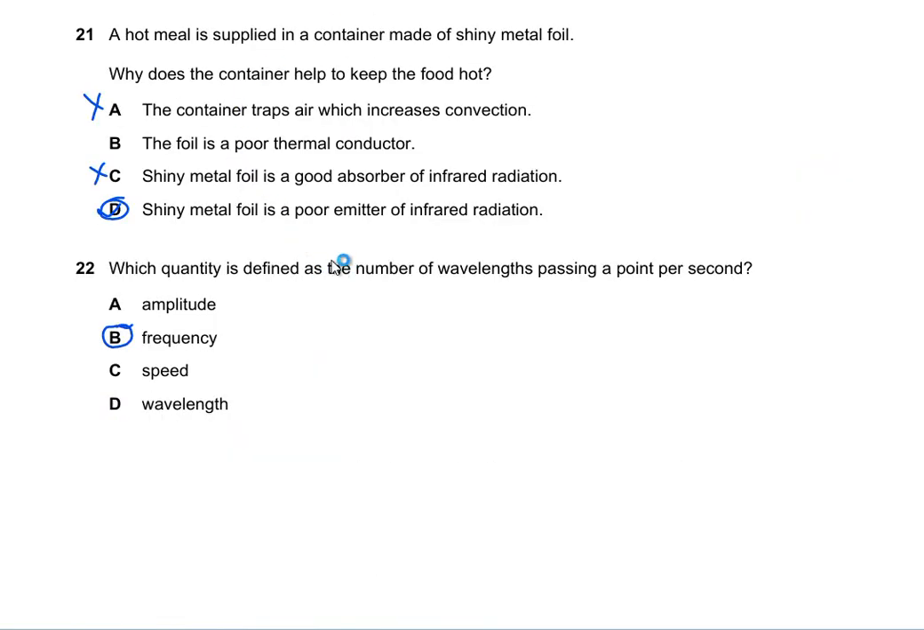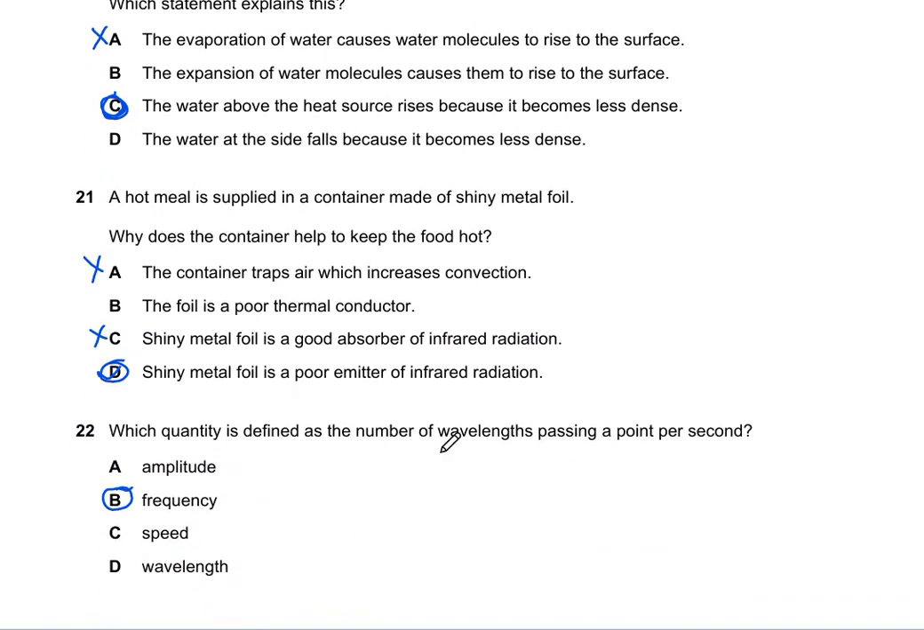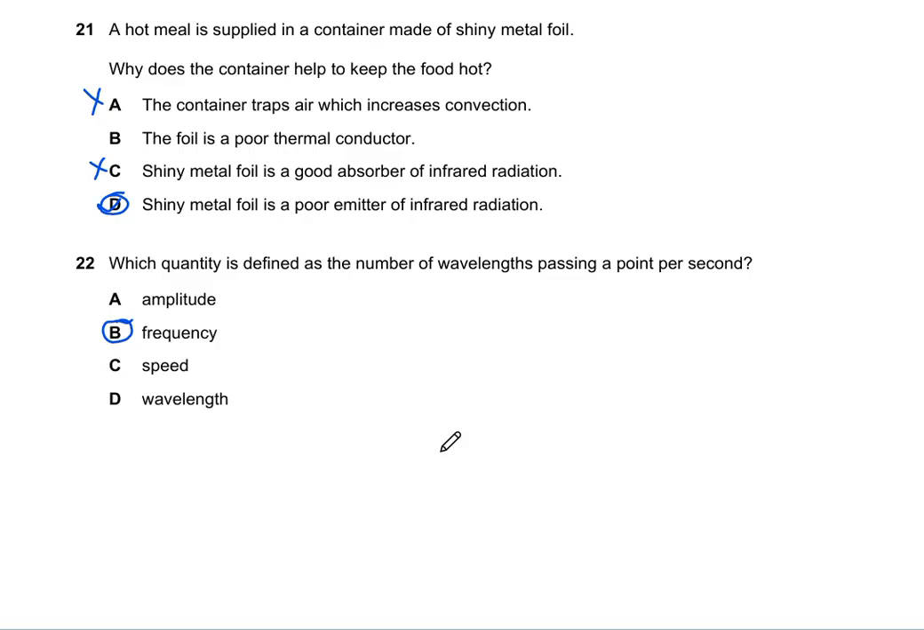A hot meal is supplied in a container made of shiny metal foil. Oh, reflector. So why does the container help to keep the food hot? Like food wrapped in aluminum foil. Is it that the container traps air? No, it's nothing about air. Is foil a poor thermal conductor? Foil conducts heat very well. Shiny metal foil a good absorber? Well, it's the opposite. It's not an absorber, it's a reflector.